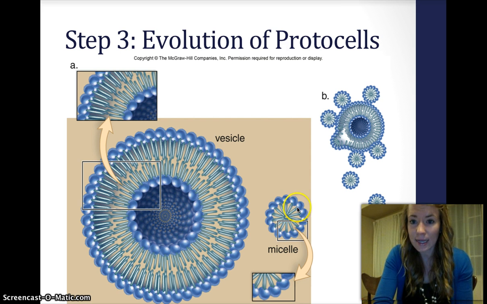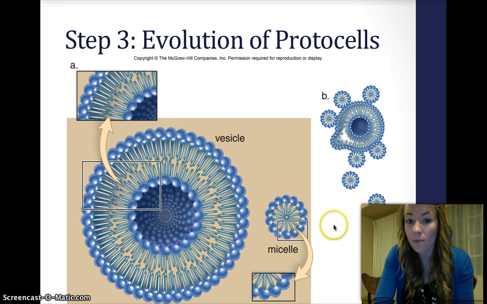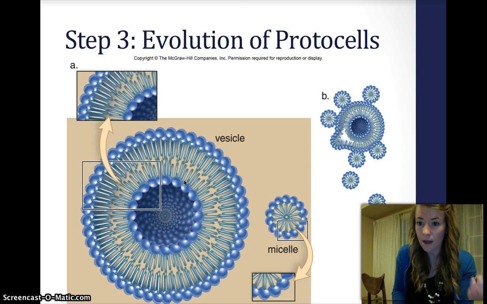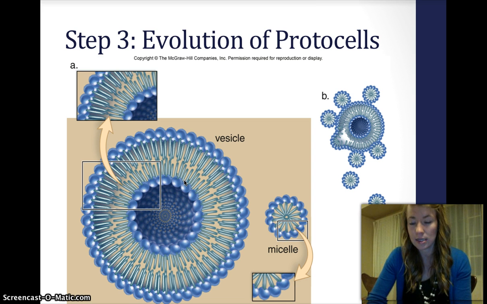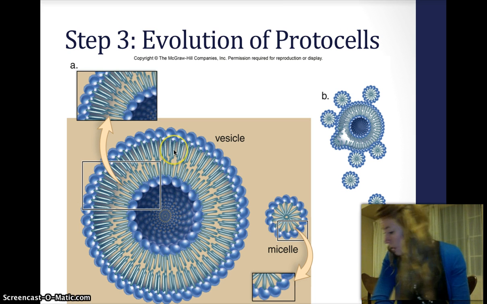Then a bunch of micelles, as we see right here, can kind of come together and form what we call a vesicle. You guys are familiar with vesicles. That's essentially what this is as well, except made out of the early lipids. So this would be, in theory, the very first cell membrane, right there, this little vesicle right here.